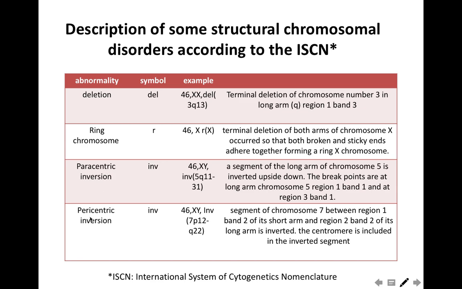لو أخدنا دي الاكزامبل التاني بتاع الانفيرشن، برضو 46XY inversion موجودة في كروموسوم 7 short arm، first البريك سايت في الشورت arm region 1 band 2. السكند بريك في اللونج arm of the same chromosome region 2 band 2.